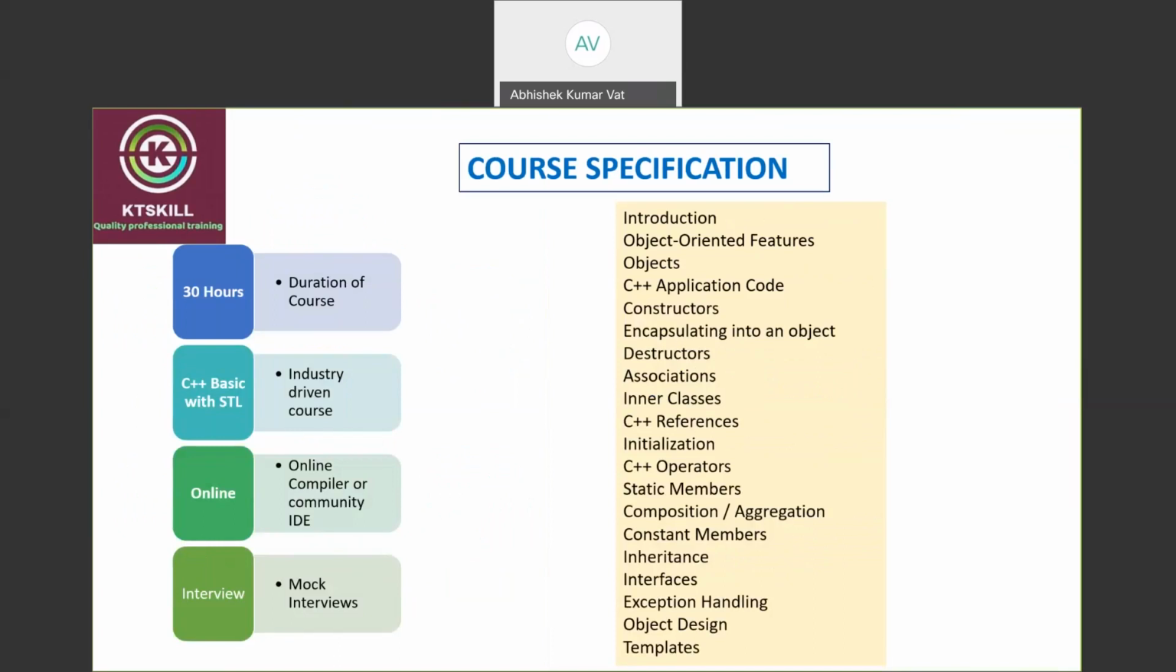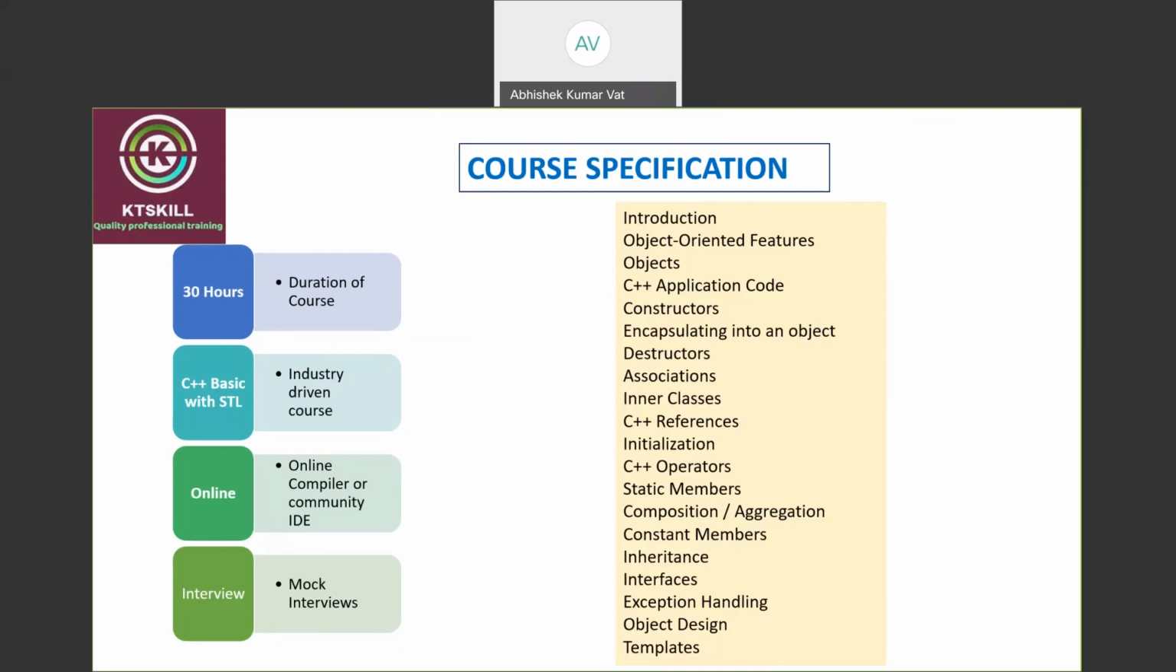So what are we providing in this course in KT Skill? The course duration in KT Skill for C++ is 30 hours. Here we will take you through basic C++ concepts like pointers, functions, data types, and object-oriented features like inheritance, polymorphism, data encapsulation, and data abstraction. Not only that, we'll also explain some advanced concepts like exception handling, STL, and templates. Basically, we'll try to cover from the basic C++ concepts to the mid-higher level concepts in this course.